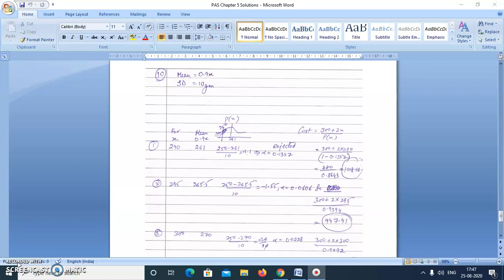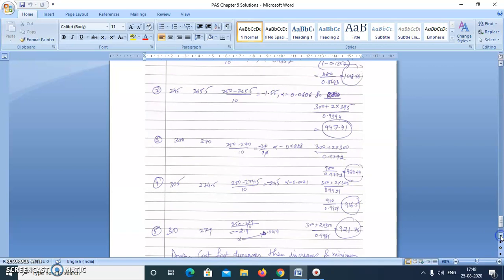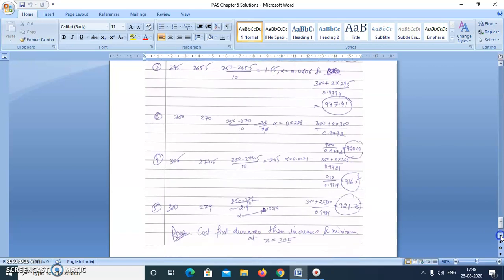Similarly, we'll calculate this function if we increase the yarn content. Naturally, the proportion of rejected garments under 250 grams will reduce, but cost of yarn will increase. So we are just trying to optimize the cost function, and we'll calculate the cost for different cases. In the first case we get 1018, then we get 947, then we get 920, then we get 916, and then we get 921.75. As we can see, earlier it was reducing and then it started increasing.